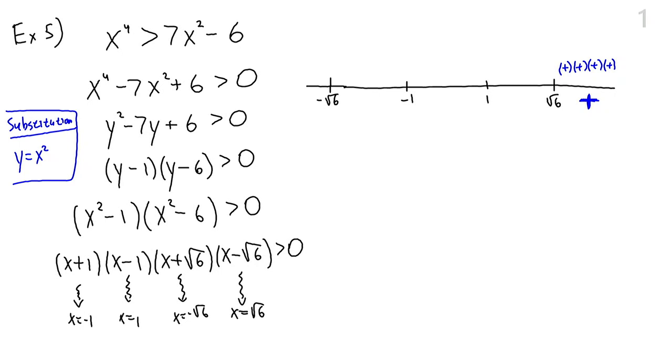Now let's see what happens between 1 and radical 6. Again, we can choose a test point like 2, or we can analyze which of these factors is going to become negative. The last factor, x minus radical 6, is the only one that's going to become negative if we are less than radical 6. So we have 3 positive numbers times a negative number, which gives us a negative number. Now we can look at what happens between negative 1 and 1. The next factor that starts being negative is the second one.